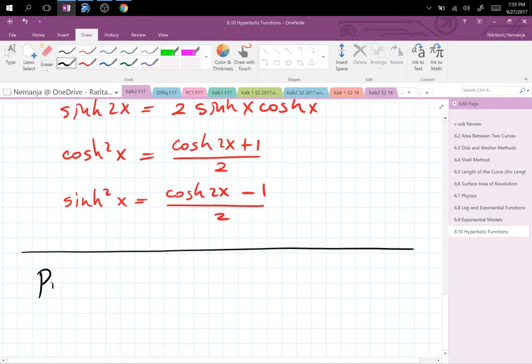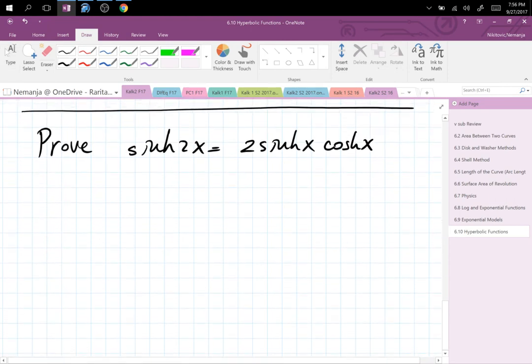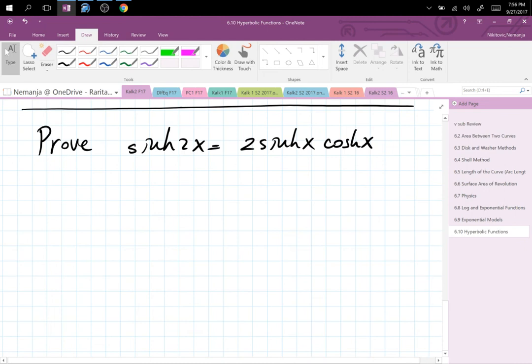Prove sine hyperbolic 2x is equal to 2 sine hyperbolic x cosine hyperbolic x. This formula looks identical to the trig formula. You remove the h's, it's the same.